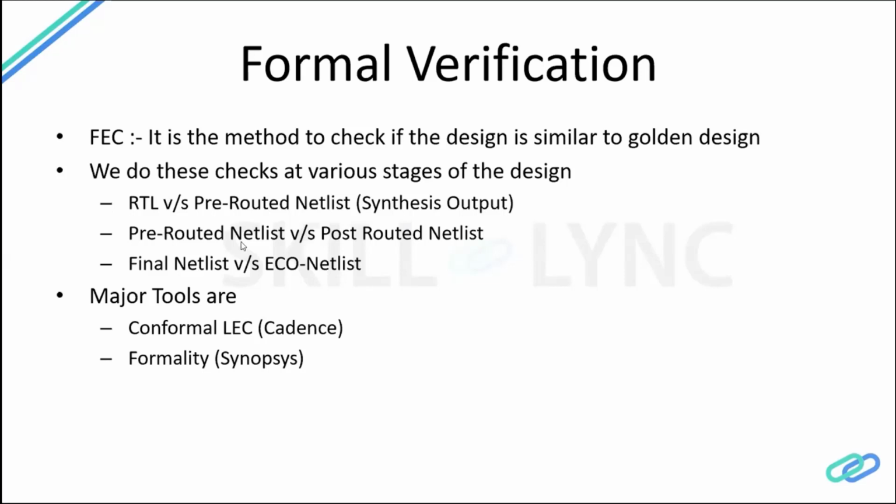So we check the pre-routed netlist with the post-routed netlist. That is what the final netlist is. We can even compare post-routed to RTL, but it's of no use because we have already checked that. So we check the pre-routed netlist with the post-routed netlist. Then we have one more check, wherein final netlist versus ECO netlist. I'll just give a brief on what an ECO netlist is.